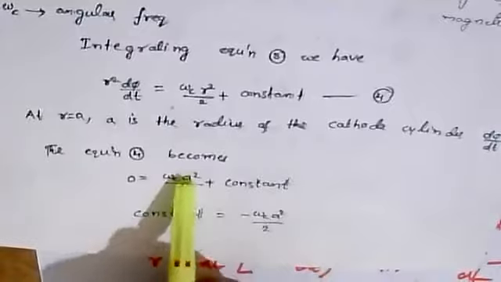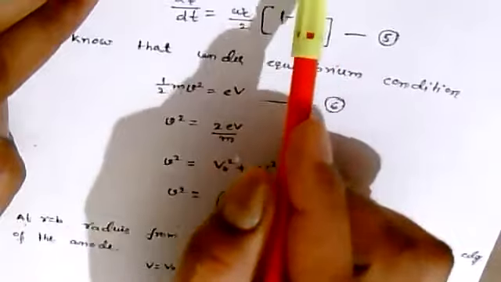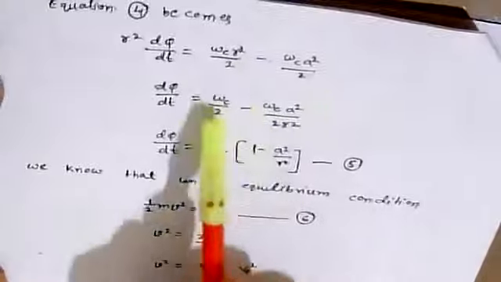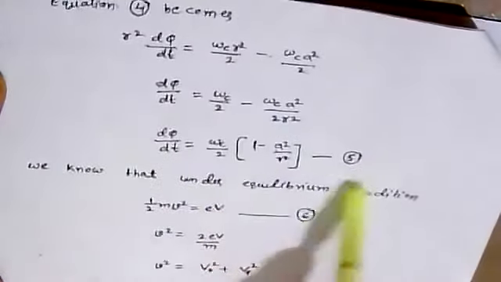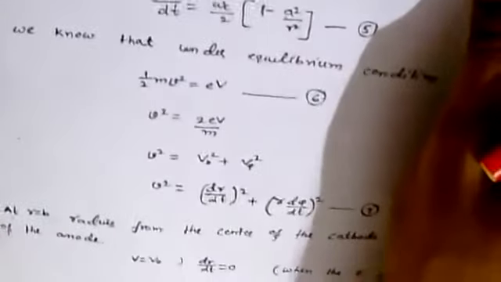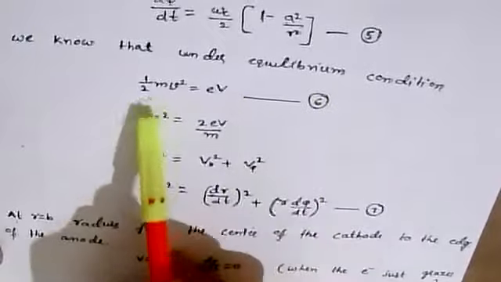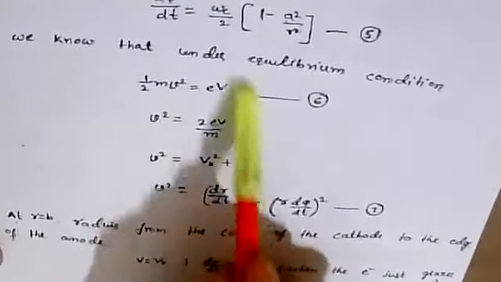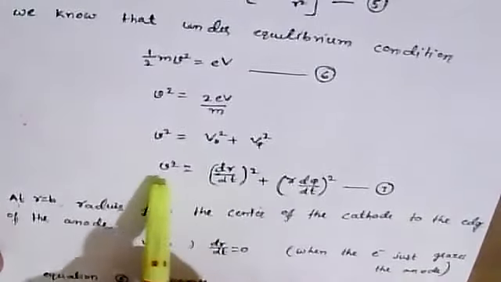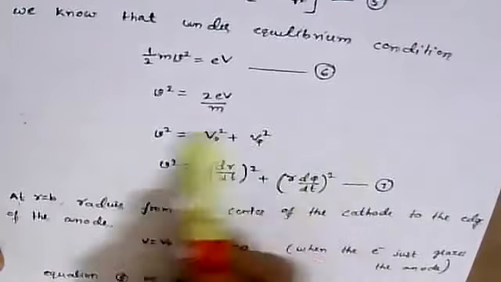Then we need to take the b radius. After some simplifying, we substitute the constant value here, and the common term is taken out. The leftover term will be equation 5. After simplifying, we get equation 5 over here. We also know that under equilibrium condition, we have half m v square equal to eV, in our standard form. After simplifying this, substituting the standard condition, we'll get equation 7.